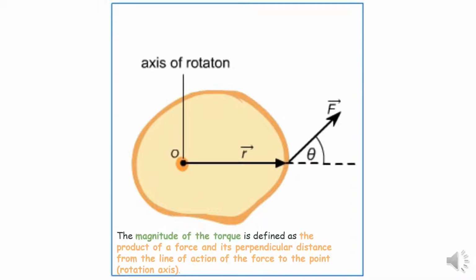The magnitude of the torque is defined as the product of a force and its perpendicular distance from the line of action of the force to the rotational axis. Or we can define torque equal to F cross r, which is F r sine theta, and theta is the angle between F and r.